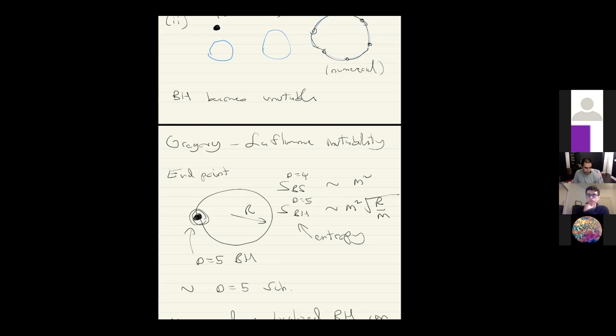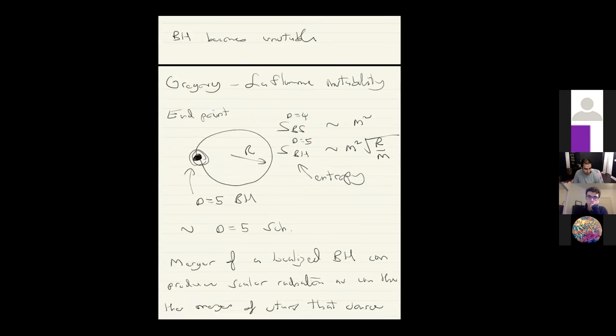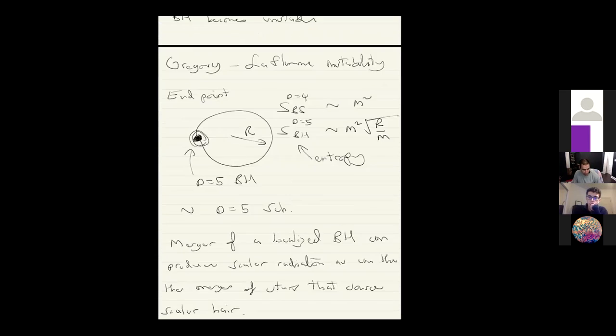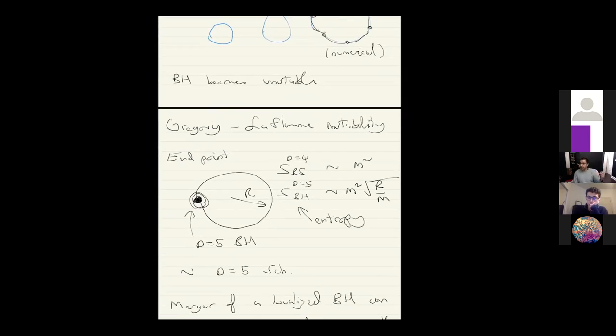And that should have been the preferred configuration. And then there should have been an instability that takes you from here to here, or vice versa, depending on which way you change the radius. So that's this Gregory-Laflamme instability. And they argued it exactly in this way, and then they exhibited the perturbative instability in the story.